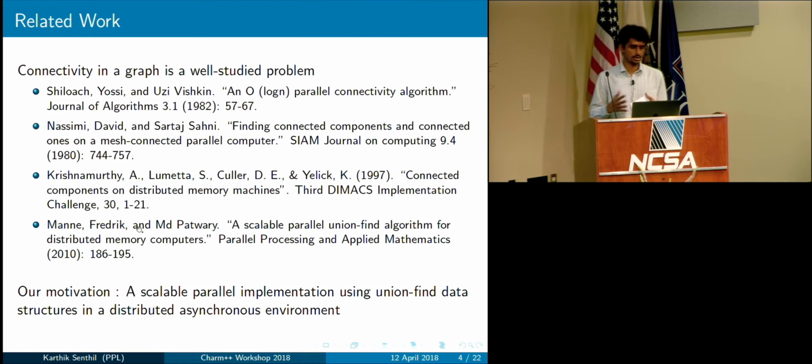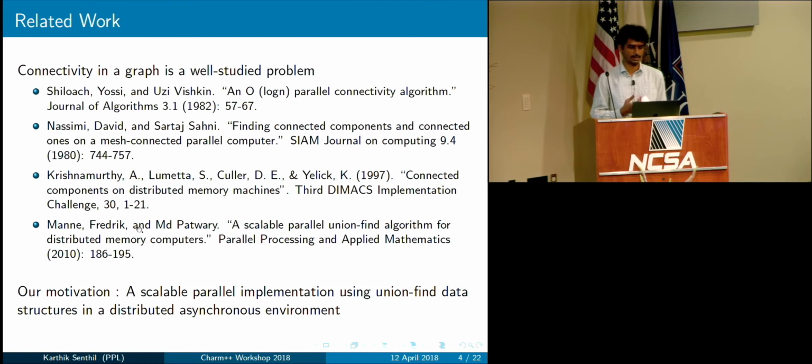There are numerous amounts of work being done, both in theory as well as in practice, to detect connected components in parallel for large scale graphs. But among the million papers that one could cite, I present the top 4 papers that are highly relevant to the work that we are currently doing. The first is a classical work by Shiloach-Vishkin, where they present a logarithmic parallel algorithm to detect connected components in a graph using the PRAM model.